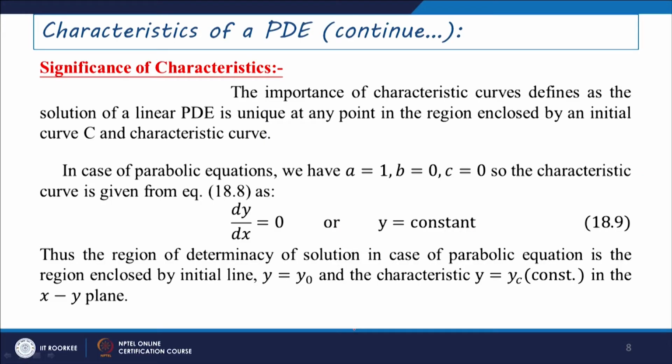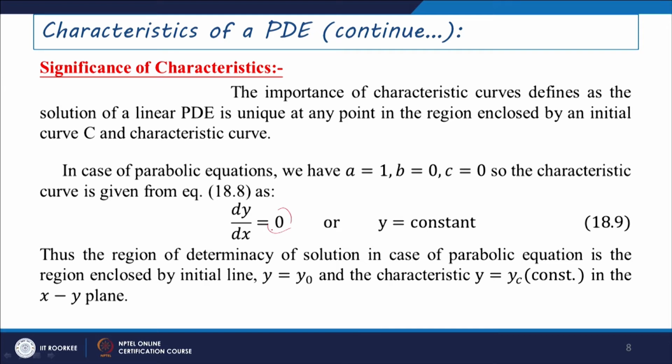So if you go for the significance of this characteristic curve as a solution of a linear partial differential equation, it should be unique at any point, and this region is enclosed by an initial curve c and has a characteristic curve there. In case of parabolic equations, we will have a equals to 1, b equals to 0, c equals to 0 there, since we have to show that b square minus 4ac equals to 0 there. So in that case, if you put all these values, then we can obtain this dy by dx, which is defined as minus b plus or minus square root of b square minus 4ac by 2a, that can be taken as a 0 value there.